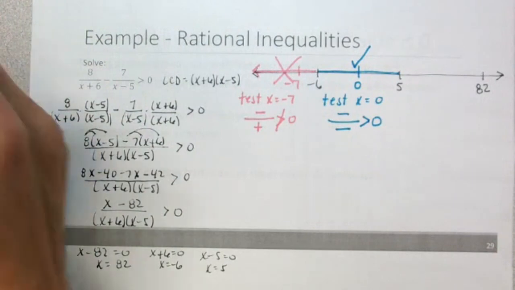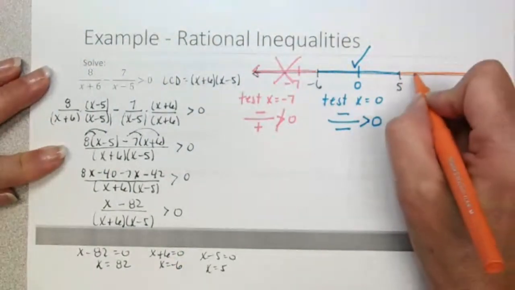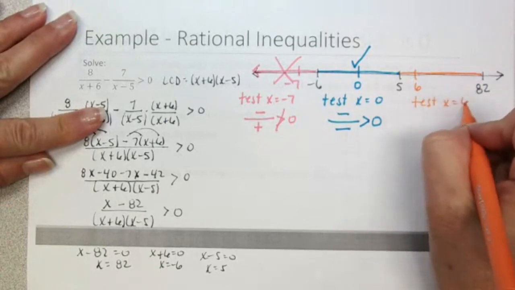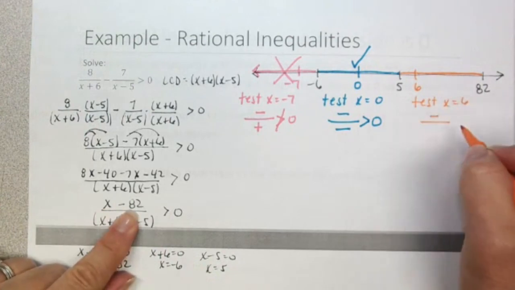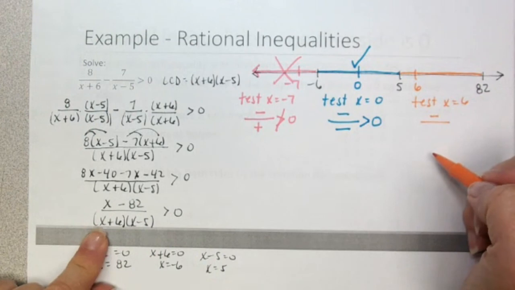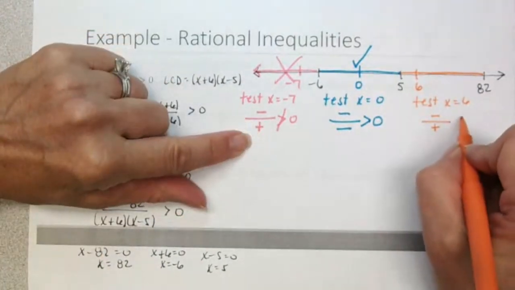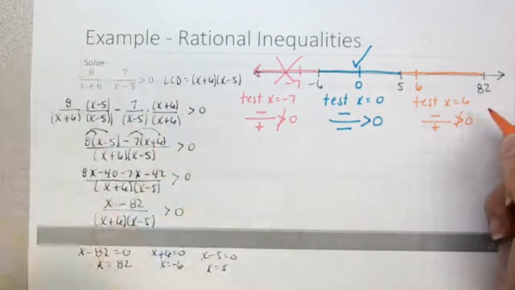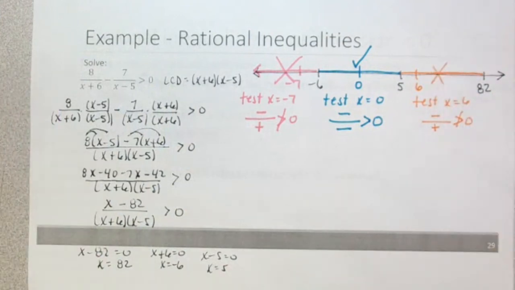All right, let's move on and test the next interval from 5 to 82. I guess we use orange for that. Let's pick 6 as our test value in there. So we're going to test x equals 6. My numerator, 6 minus 82, gives us a negative value. My denominator, 6 plus 6, that's positive 12, and 6 minus 5, that's positive 1. Positive denominator, well, that is not greater than 0, right? A negative over a positive is going to be a negative. So this interval doesn't work. That's not going to be part of my solution.